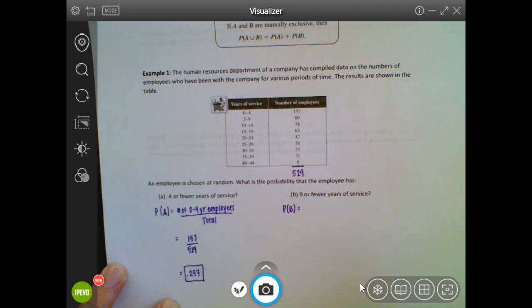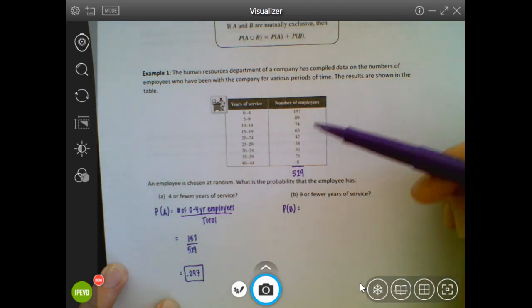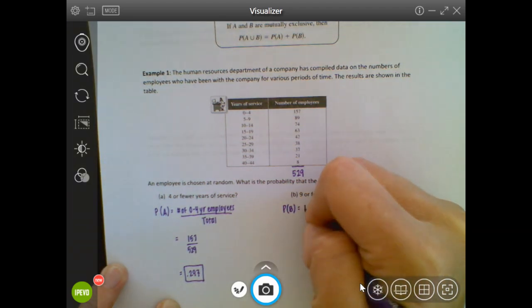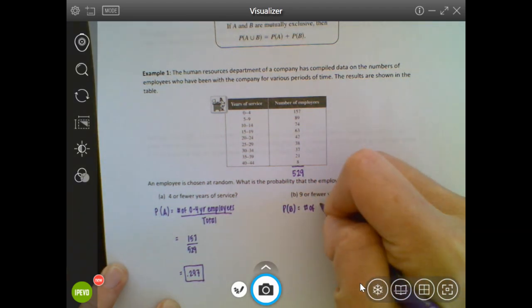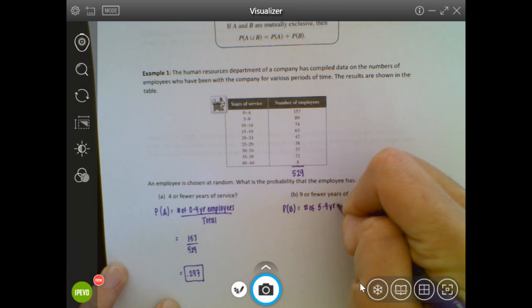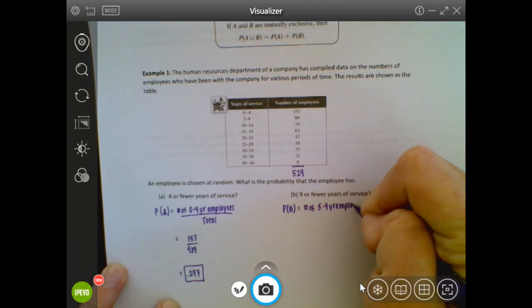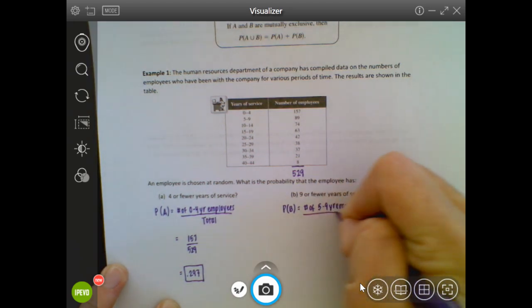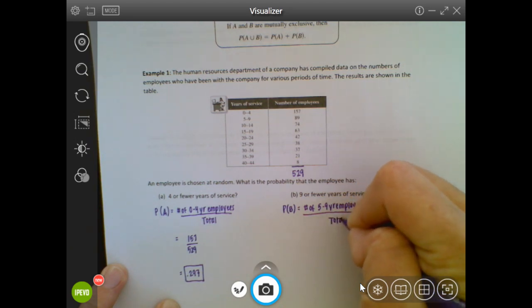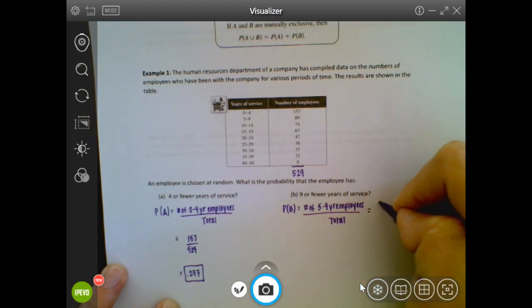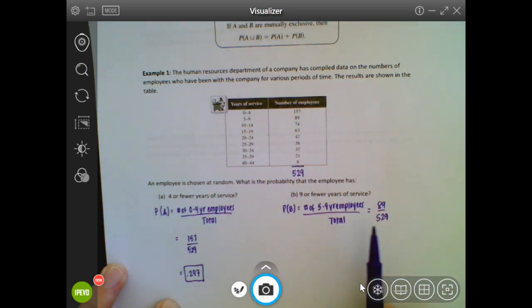But the first thing I need to know is, what is the probability that I'm just going to get an employee from the 5 to 9? So we'll do that first. The number of 5 to 9 year employees over the total, which is 89 over 529. And I know I calculated a decimal in the last one, but I'm just going to leave this one as it is right now because we're not done with this problem yet.